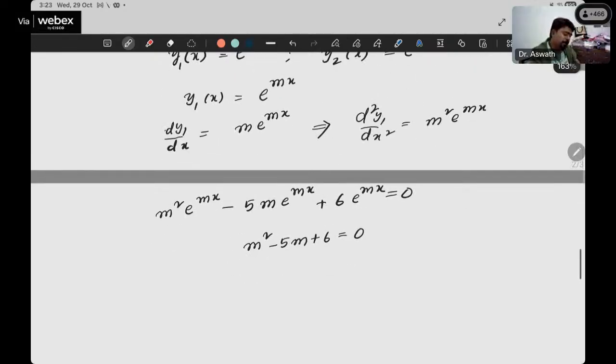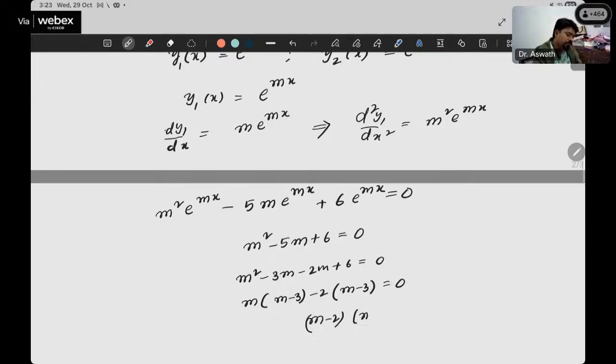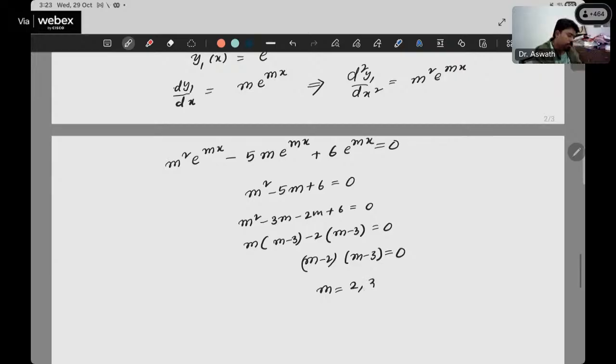It's a quadratic equation in m. So I can say m square minus 3m minus 2m plus 6 is equal to 0. You take m common, m minus 3, and 2 common, m minus 3, which is equal to 0. So I'll have two solutions for m. What are those solutions? m is equal to 2 and 3. Which implies there is a solution which is exponential 2x. Another solution is exponential 3x. So for a linear function, this is how I am going to find the solution.